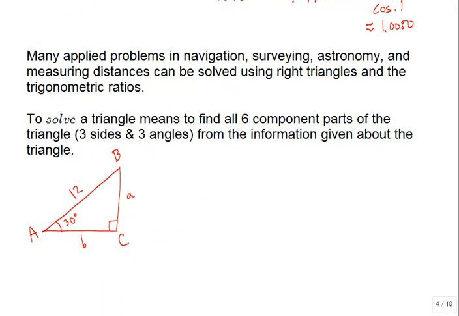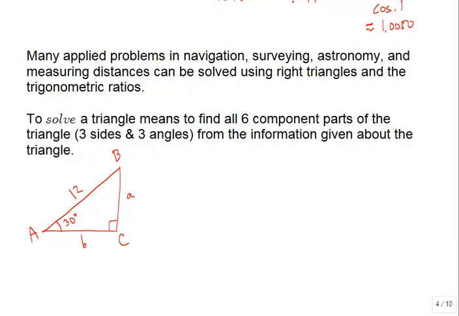Now what we're going to move into next is solving triangles. Many applied problems in navigation, surveying, astronomy, and measuring distances can be solved using right triangles and the trigonometric ratios. So to solve a triangle means to find all 6 component parts of the triangle. So finding all 3 sides and all 3 angles from the information given about the triangle.